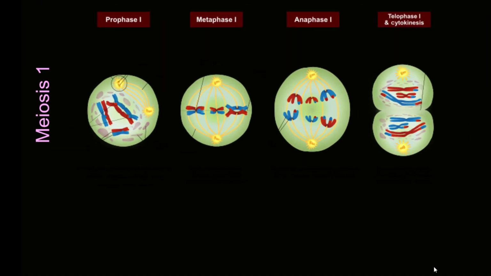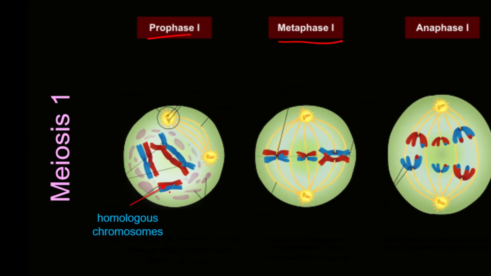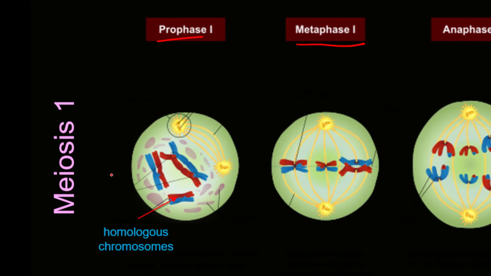Okay, so now let's go over the details of how this works. So meiosis 1 and then meiosis 2. Meiosis 1, as you'll remember, starts with prophase 1, then metaphase 1. So let's look here. Notice that we've got some homologous chromosomes. In this case, we've got an organism that looks like 3 pairs. So let's say that's the number 1 pair, the number 2 pair, and the number 3 pair.